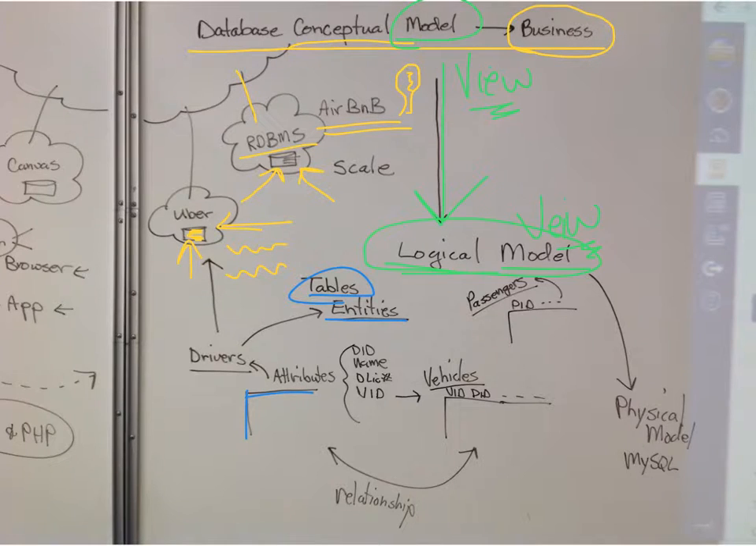Tables or entities. So Uber has drivers, so they probably keep track of all their drivers, and then they have the attributes about the drivers that define them, like the driver ID, the driver's name, maybe their license number, and the driver's vehicle ID. Now there's a lot of information you need to keep about a vehicle ID, but you don't want to keep it here because that information doesn't define the driver, but it does define the vehicle.